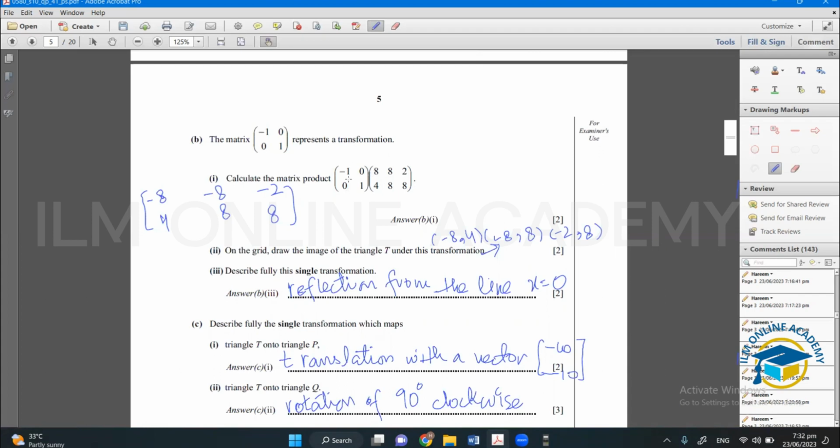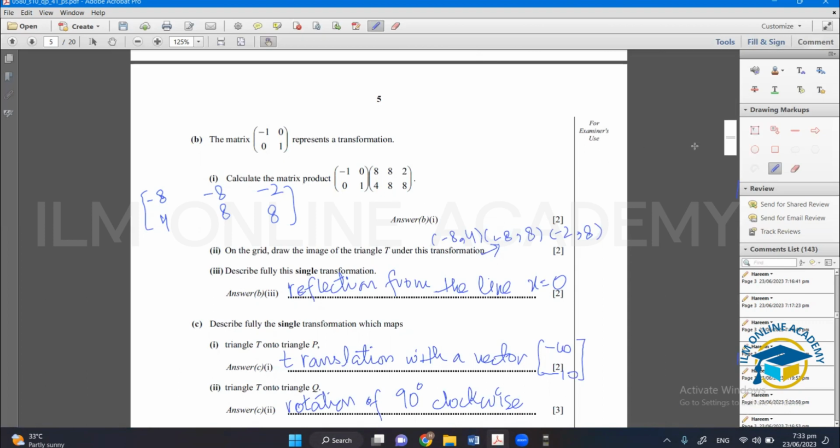So the simpler multiplication is -1 into 8, then -1 into -2, and -1 into 2 it would be -2, and then here the lowers will be considered, and the upper terms will be eliminated because there is a 0. So this is the calculation I've done here now. So I can extract 3 points from there: -8 comma 4, -8 comma 8, -2 8. I have to draw this on the grid.